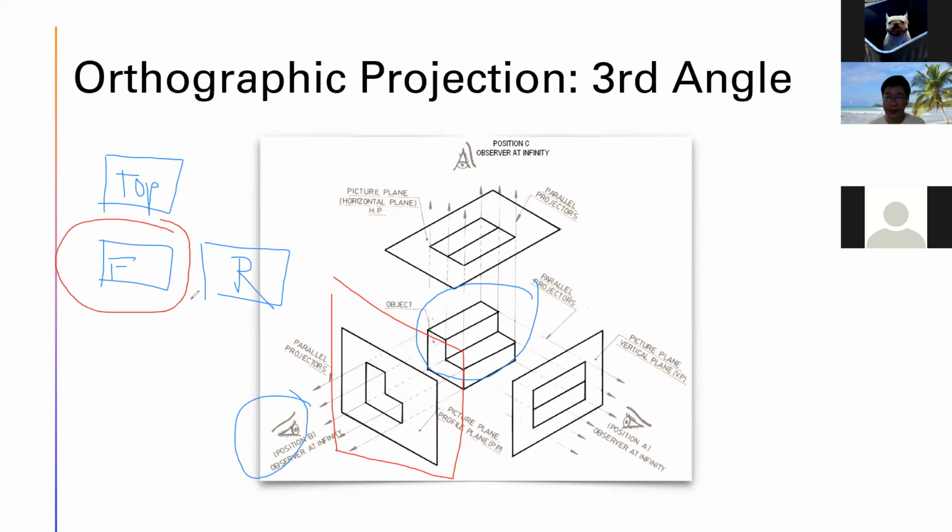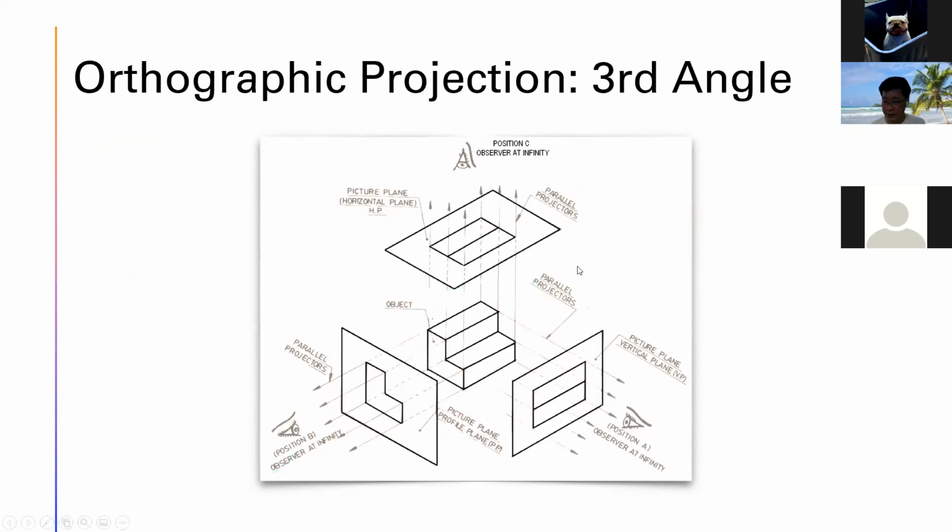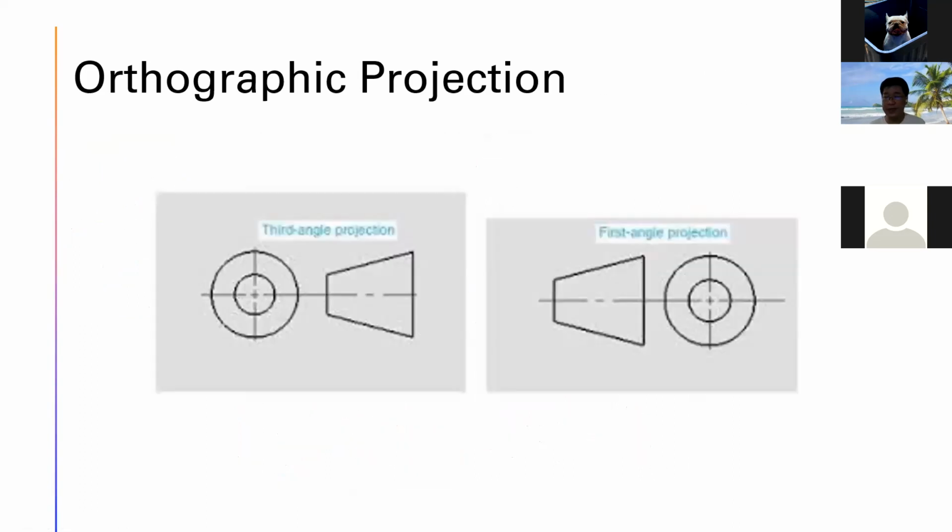Okay, the front view. Front view can sit anywhere. The top will be on top only. The top cannot be anywhere else. The right side has to be on the right side. Okay. Right. These are the third angle views. And then how do you know?